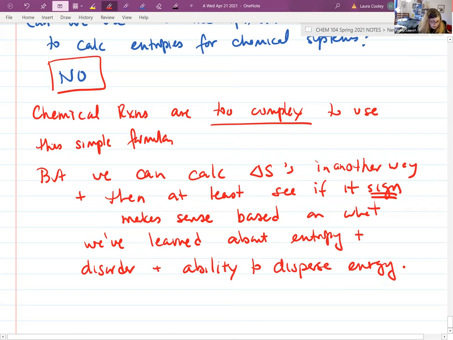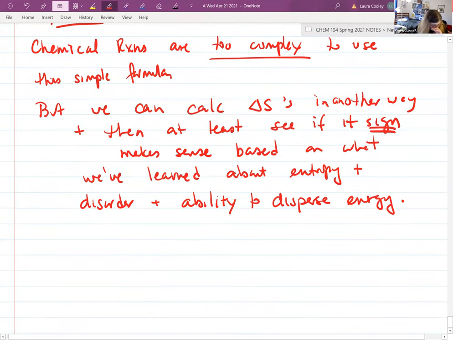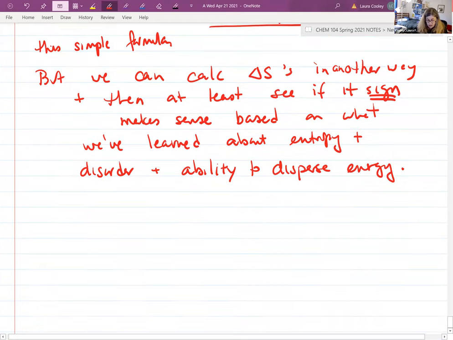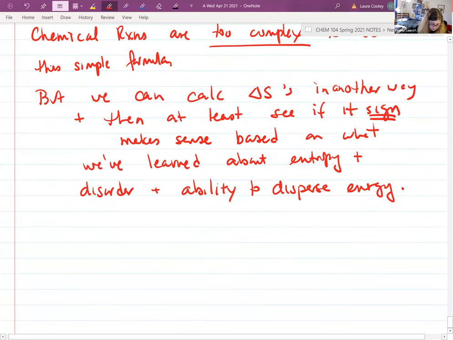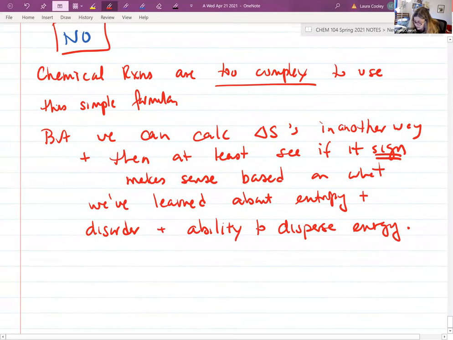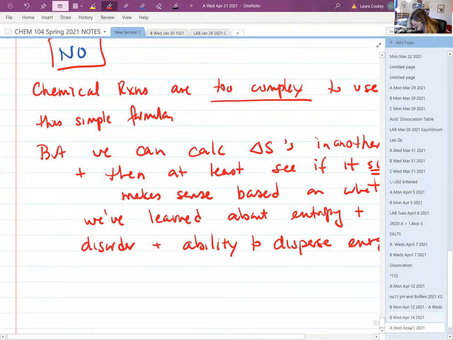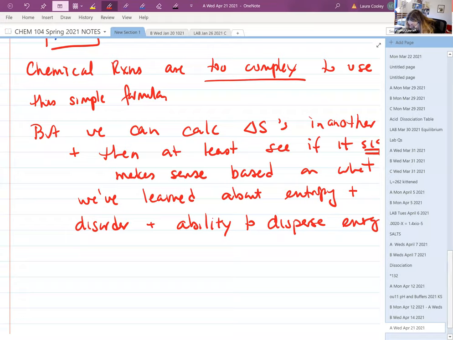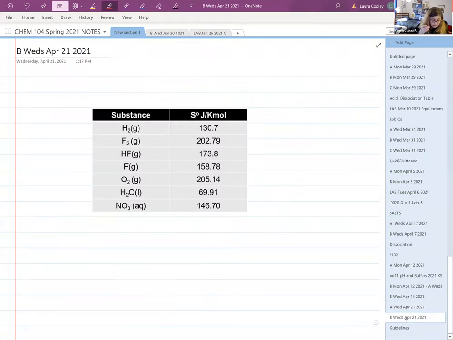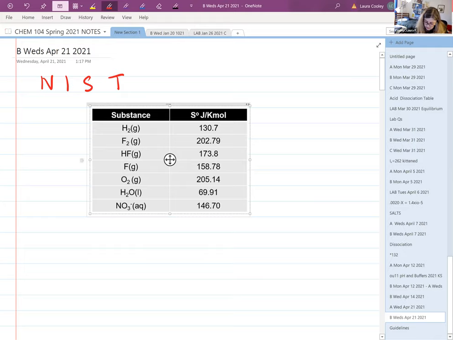Okay, so I'm going to show you some values of entropies of different materials, and I'm going to show you how we use these values to calculate a delta S of a reaction. So here's a little table, a short list of a few different chemicals. These are tabulated by the National Institute of Standards and Technology. I just want you to notice a few things.